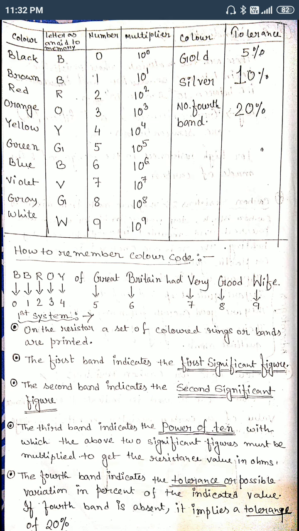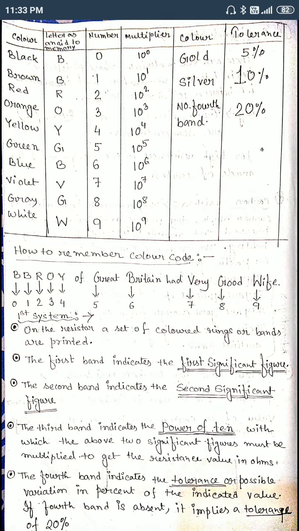Here I will write some colors, their first letter, and with respect to that letter it gives some number. Then there is a multiplier. Then another color, that is mainly the 4th band, 4th ring, that is either gold or silver, or sometimes no 4th band is there. That means tolerance, the accuracy. If gold is there, that means plus minus 5%. If silver is there, plus minus 10%. If no 4th band is there, that means plus minus 20%.